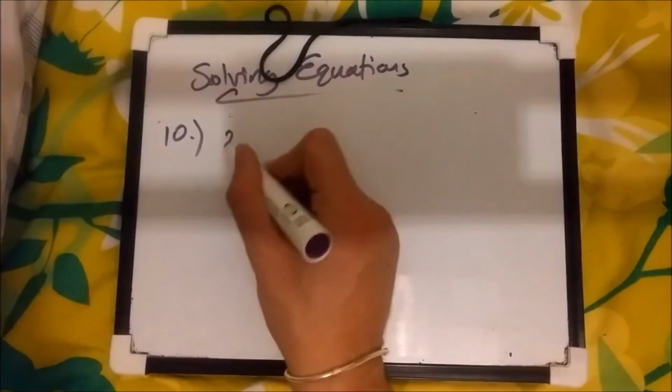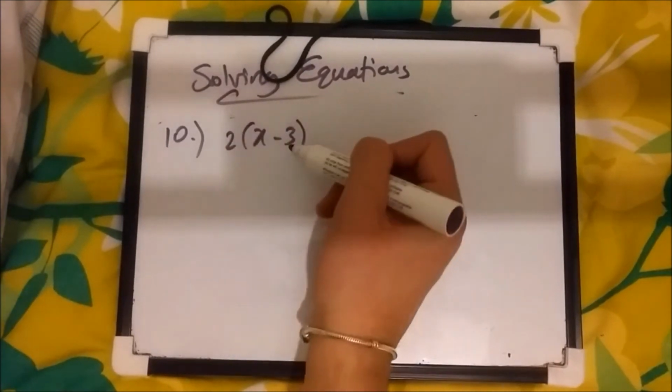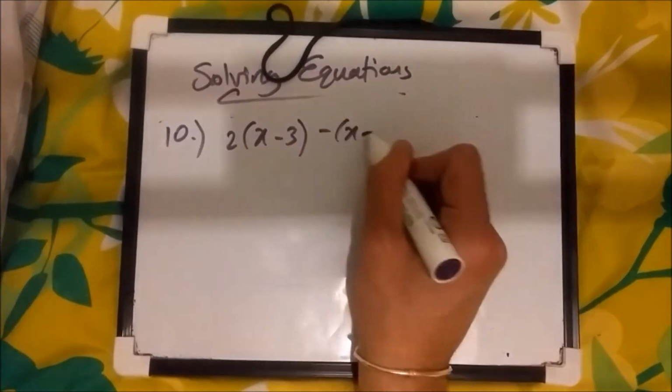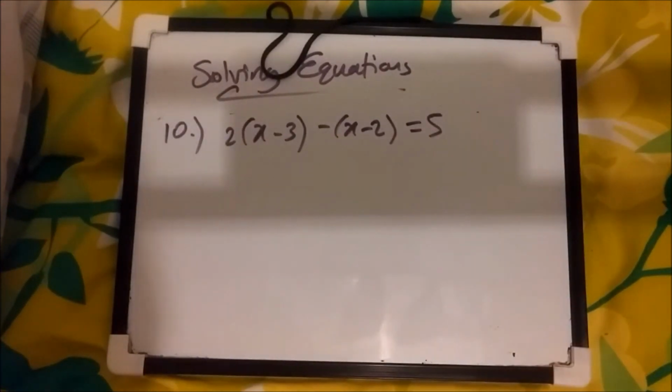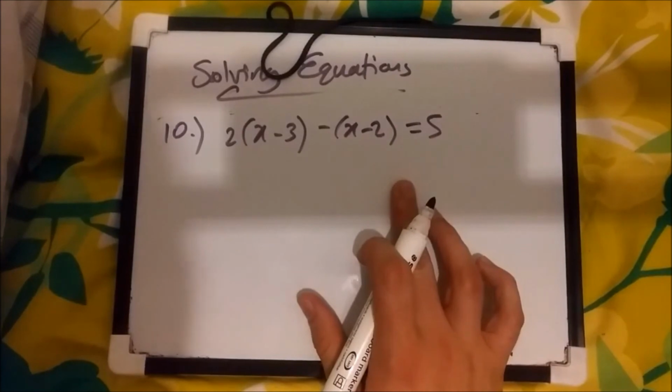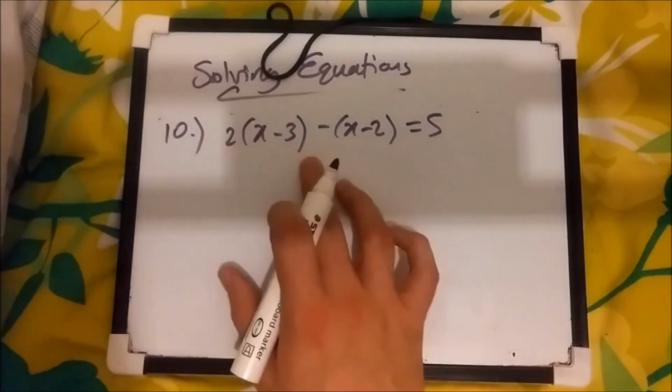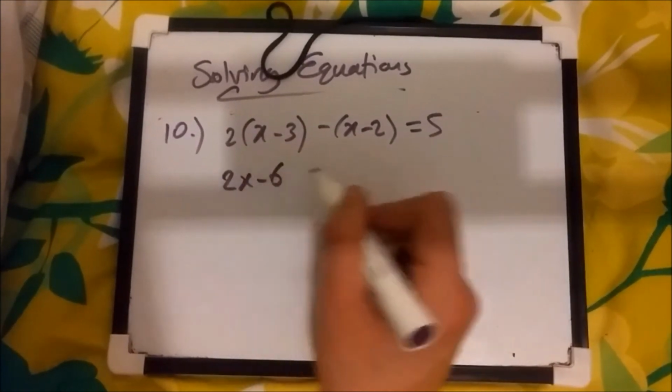Just to wrap up, we're going to have 2 times x minus 3, minus x minus 2, equals 5. So, let's have a bit more fun with this one. Again, with brackets, you're just going to expand across. So 2 times these, you're going to get 2x minus 6.